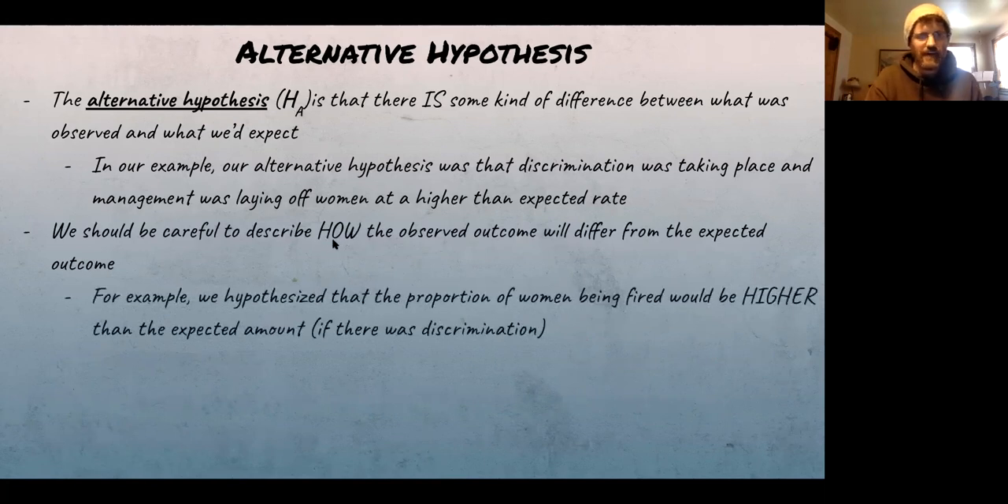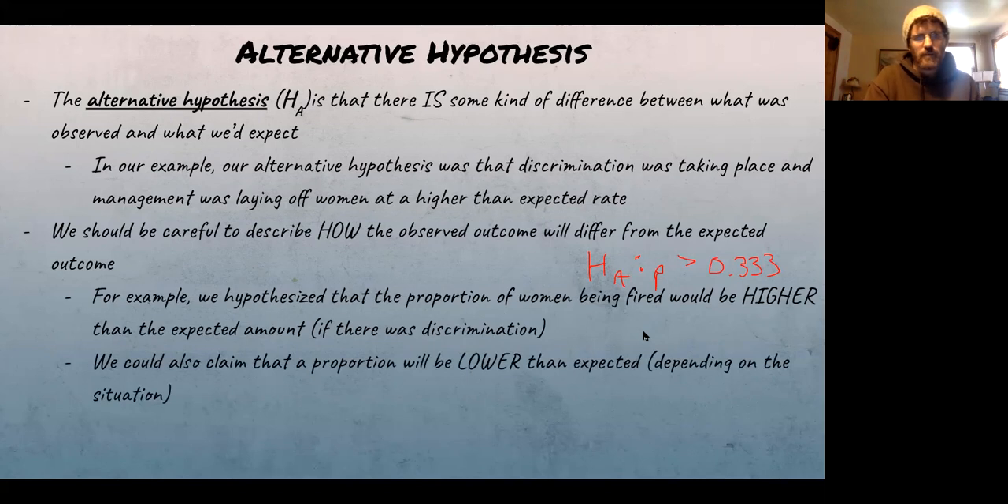Okay, and what I mean by that is that when we were looking at the proportion of women fired, we were thinking gender discrimination was happening, and so therefore the proportion was higher than the amount that we expected. So it's important to say our alternative hypothesis is that the true proportion is higher than 0.333. And there's some kind of non-random chance reason that that's happening.